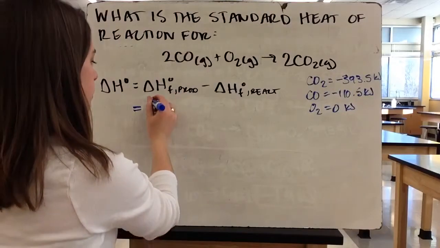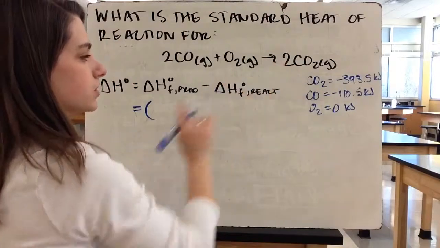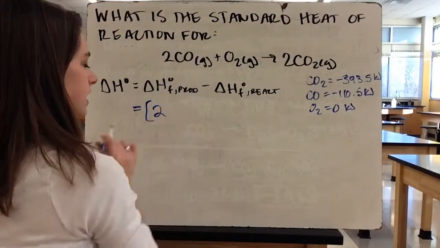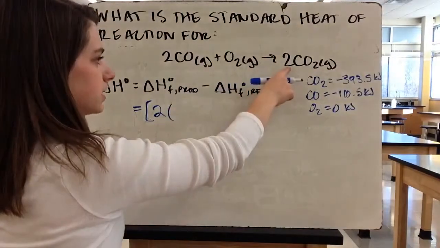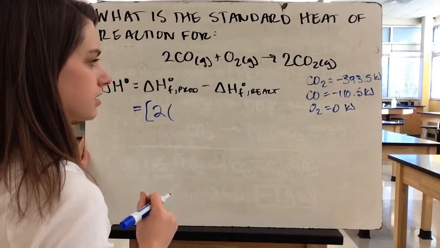Now, for my products, I only have 1 product, so I'm looking at carbon dioxide, and I produce 2 of them. So I'm going to take 2, because I have 2 carbon dioxides that I produce, or 2 moles of carbon dioxide that I produce.